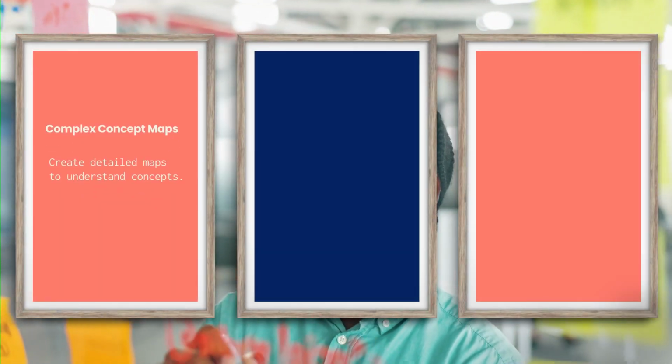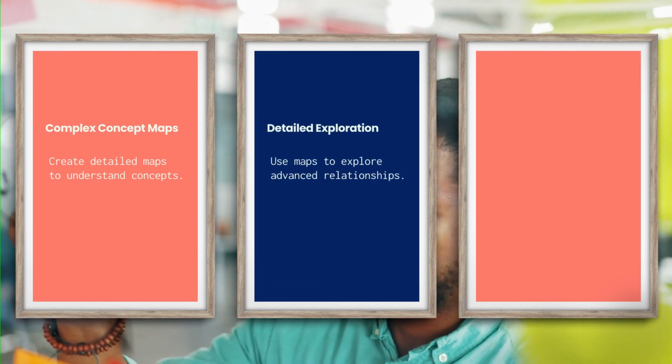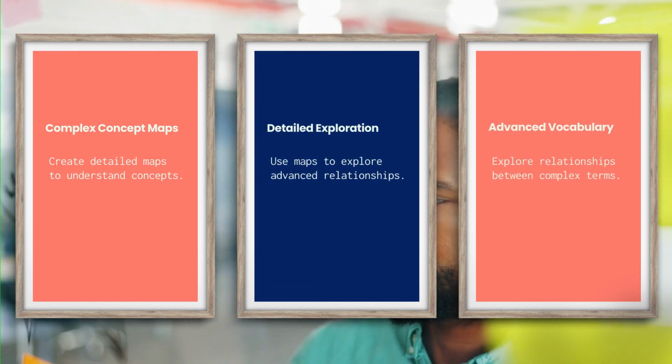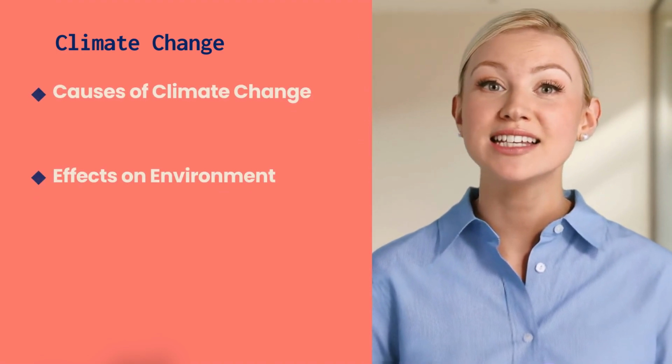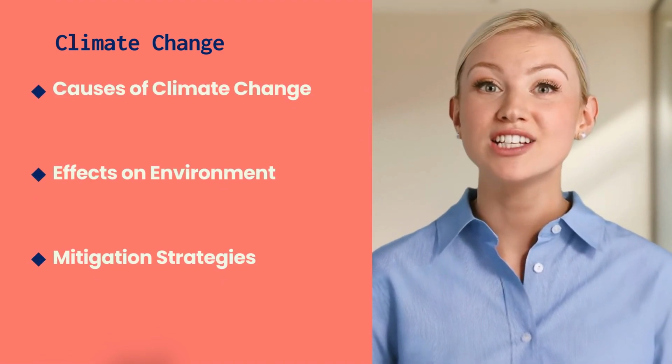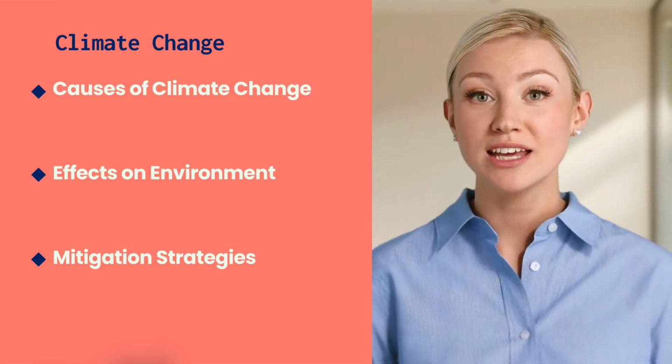Use complex concept maps. Create detailed concept maps to explore relationships between advanced vocabulary and concepts. For example, for the topic climate change, include branches for causes, effects, mitigation strategies, and global policies, with sub-branches for specific terms under each category.